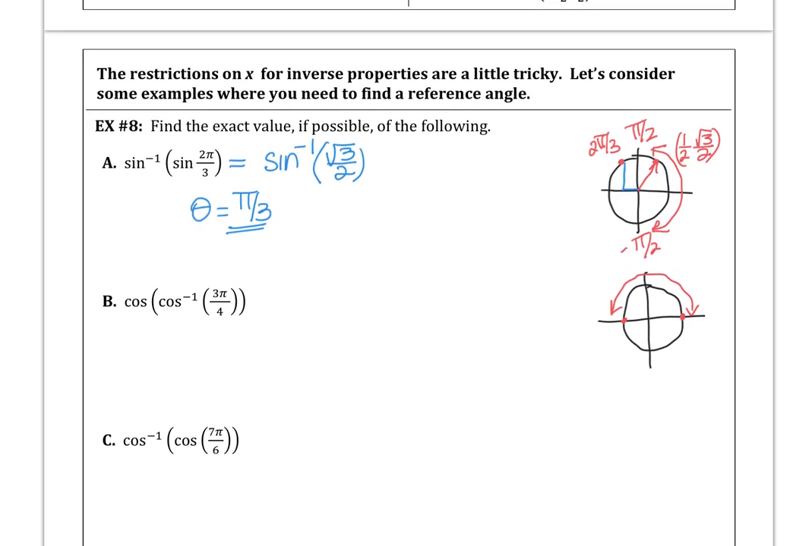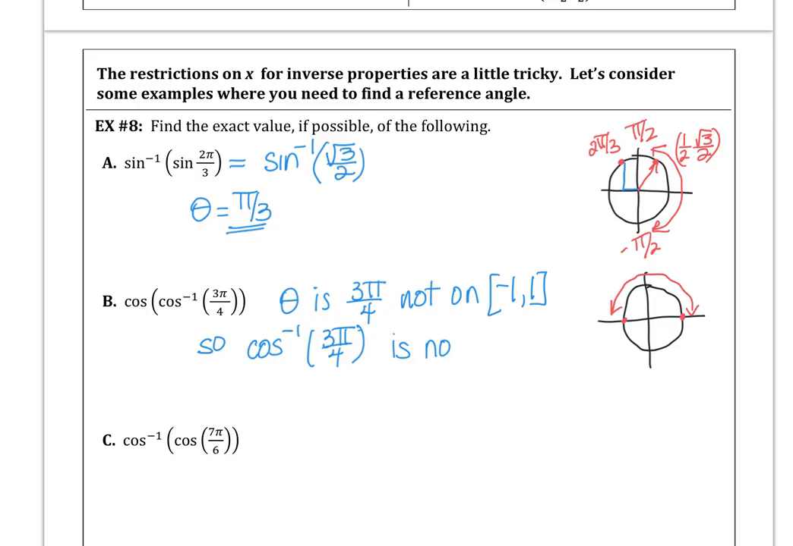So this expression is not defined because x is 3π/4. So our theta, if you want to call it theta, is 3π/4. That's not on our interval from -1 to 1. That means cosine inverse 3π/4 is not defined. So this one is not possible.